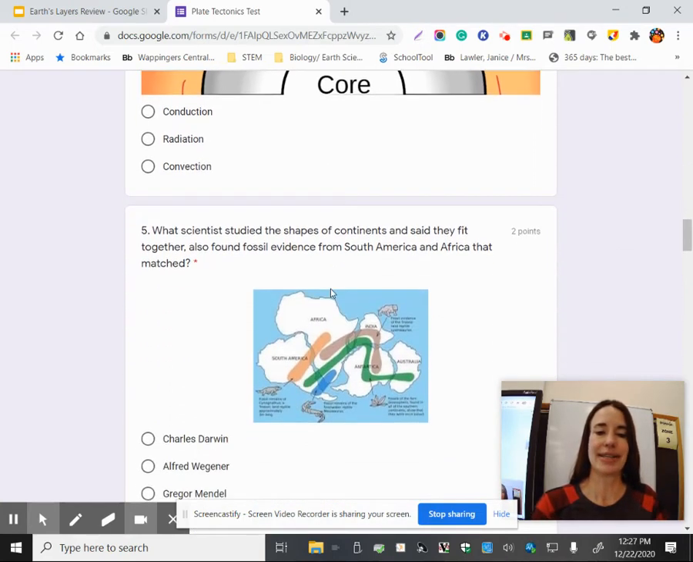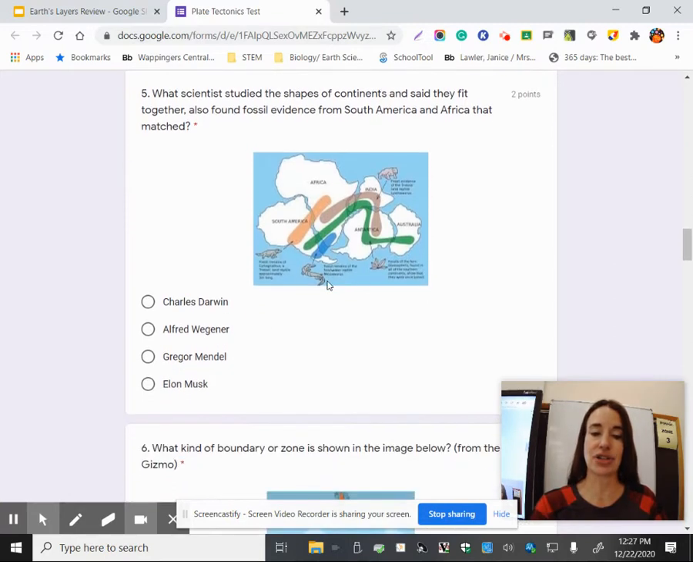Number 5, what scientist studied the shapes of the continents and said they fit together, and also found fossil evidence from South America and Africa that matched? Was it Charles Darwin, Alfred Wegener, Gregor Mendel, or Elon Musk?